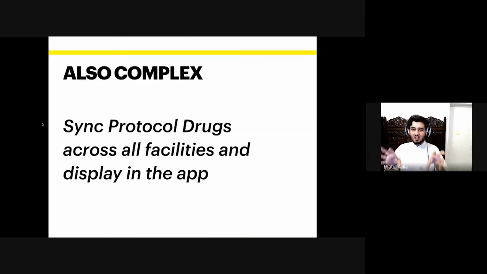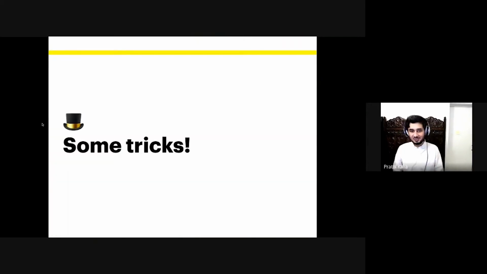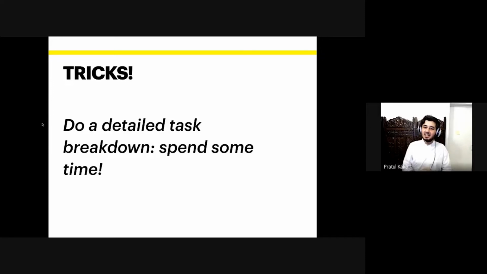Which means that when you start off by looking at just a simple sentence, the only way you're going to come up with whether it is complex or easy is if you spend 15 minutes and try to understand what the different things are that I have to do to actually build this feature out, and then try to understand, okay, it seems like there's a lot of different things. This is clearly not a simple thing. Okay, so some tricks. Trick number one, which I already mentioned: do a detailed task breakdown and spend some time.